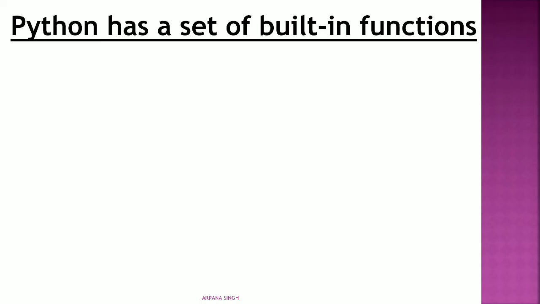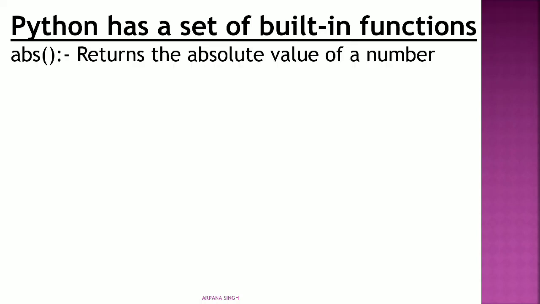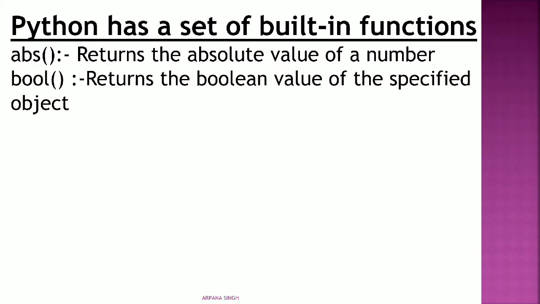So there are certain built-in functions like abs, which returns the absolute value of the number. bool returns the Boolean value of the specified object.